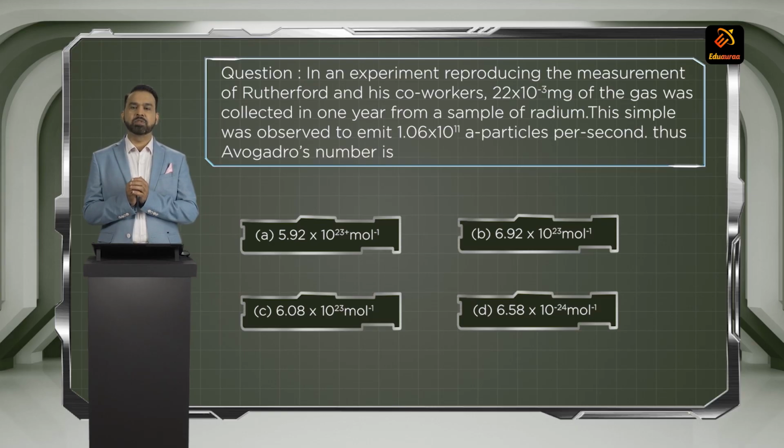This sample was observed to emit 1.06 × 10^11 alpha particles per second. Thus, what will be Avogadro's number? We know that Avogadro's number of particles will be equal to 6.08 × 10^23 per mole. Moving to the next question.